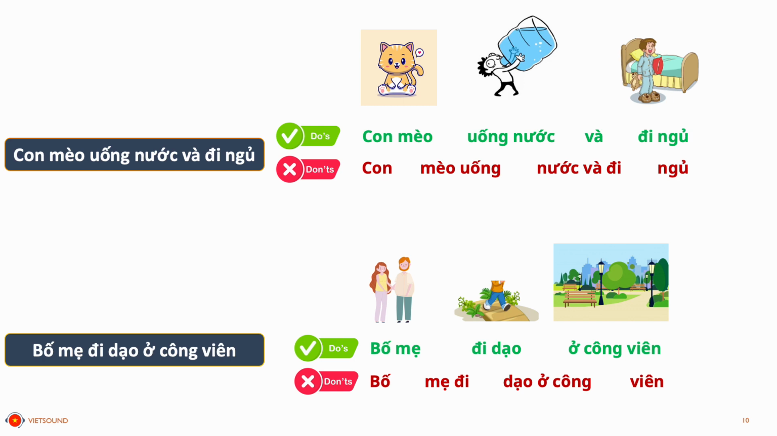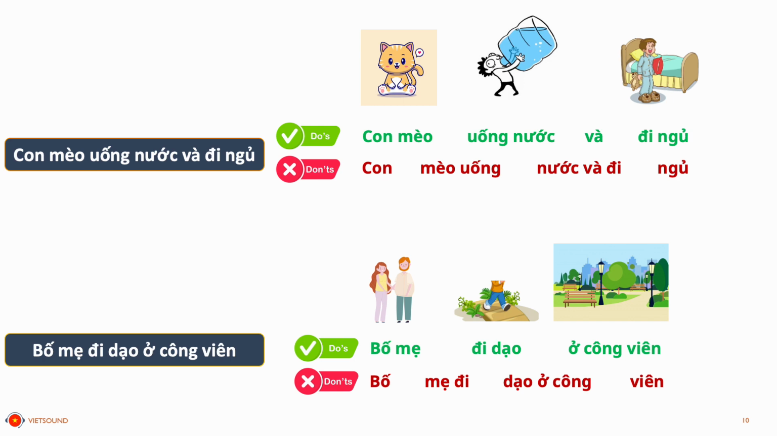It's gonna be perfect if you say like con mèo uống nước và đi ngủ. But if you say the sentence like con mèo uống nước và đi ngủ, you are totally misunderstood. Even though I'm a native speaker and I pronounce each word correctly, if I pause the sentence in the wrong place, nobody understands me. So let's try to say the sentence like con mèo uống nước và đi ngủ.